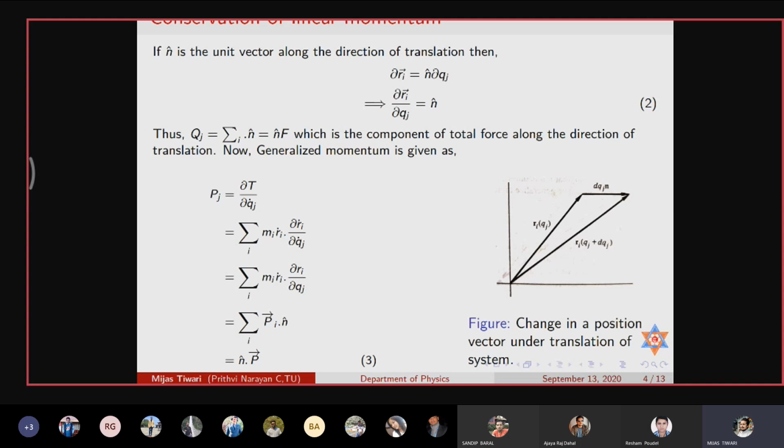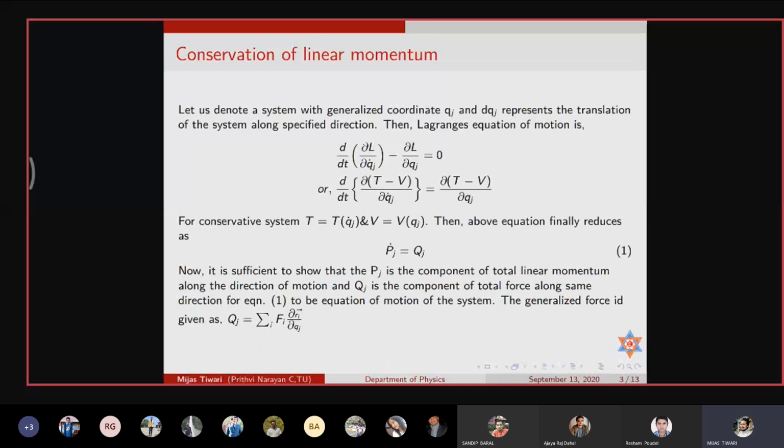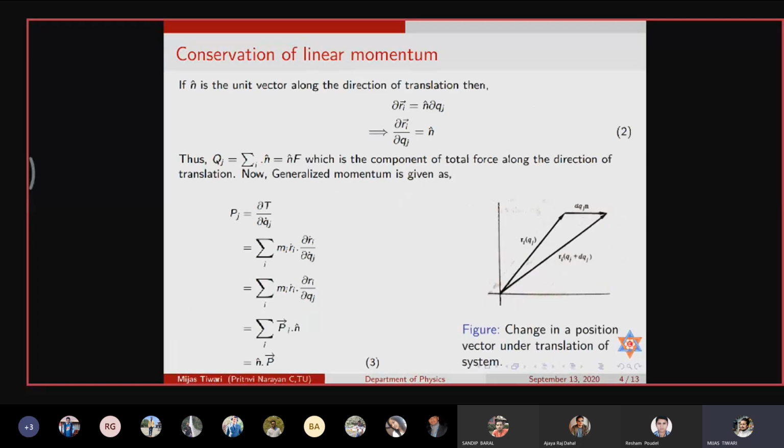And doing simple mathematics, we obtain equation number 3, which shows the component of p along the n cap, and it is the component given by pj. Thus these two, equations 2 and 3, suggest that equation 1 is the actual equation of motion along the direction of translation.